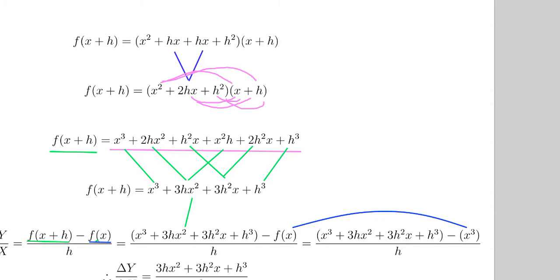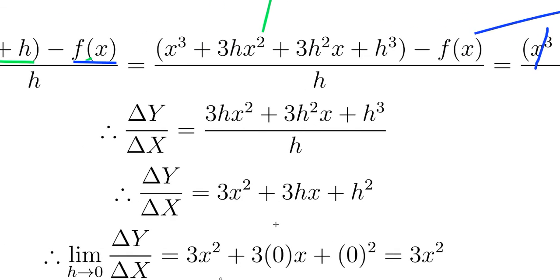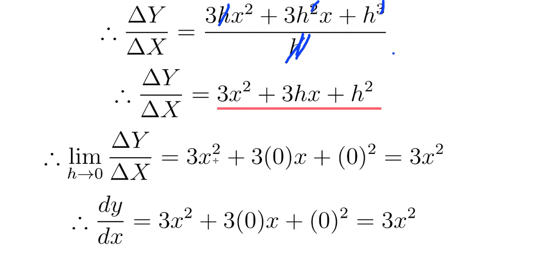You may also notice certain things start to cancel. For example, cancel, cancel, and then I'm left with this here. But this also has quite a lot of lovely cancellations in it. For example, h will cancel with that h, the h squared will cancel with it, and the h cubed will become h squared and cancel with it as well. Hence, I'm left with this equation here of 3x squared plus 3hx plus h squared, lovely there, and then 3x squared plus 3.